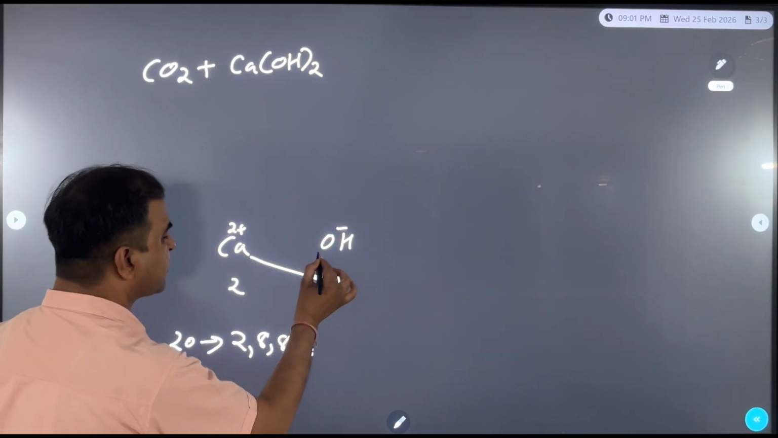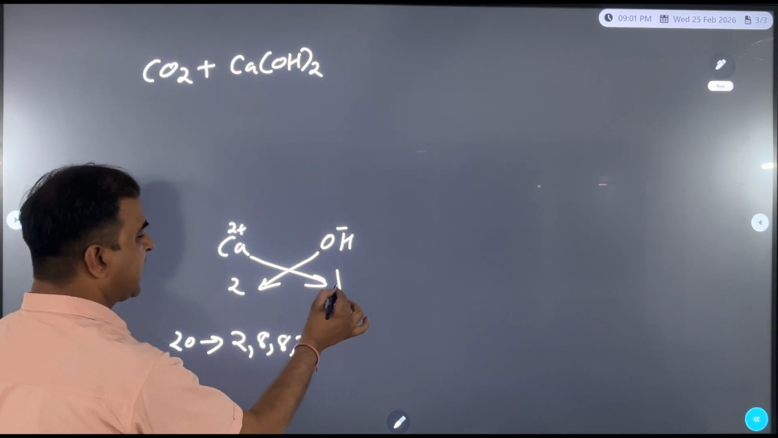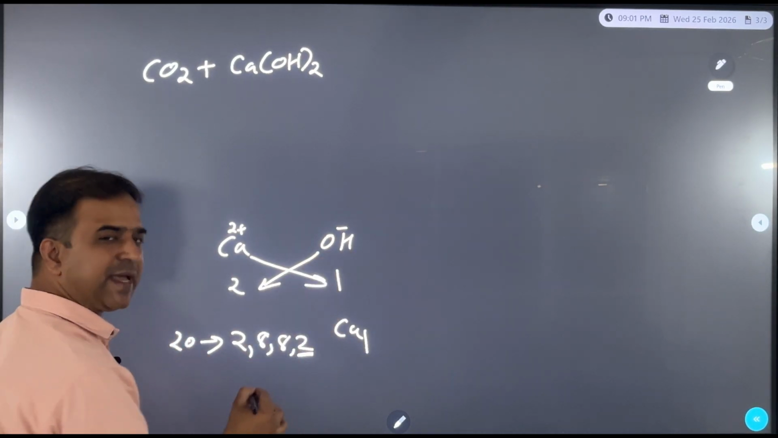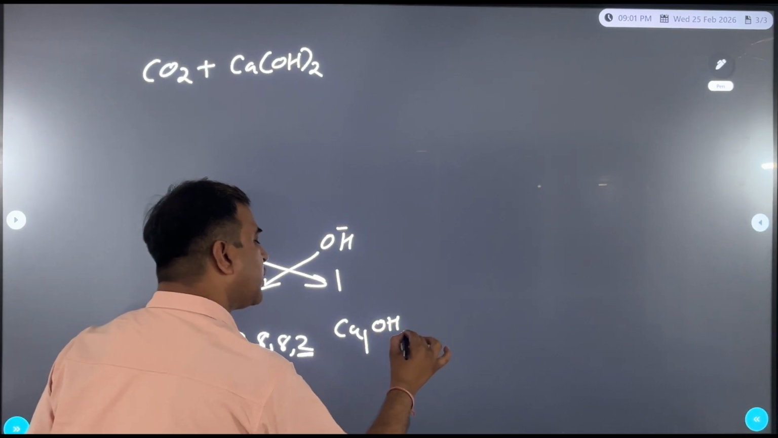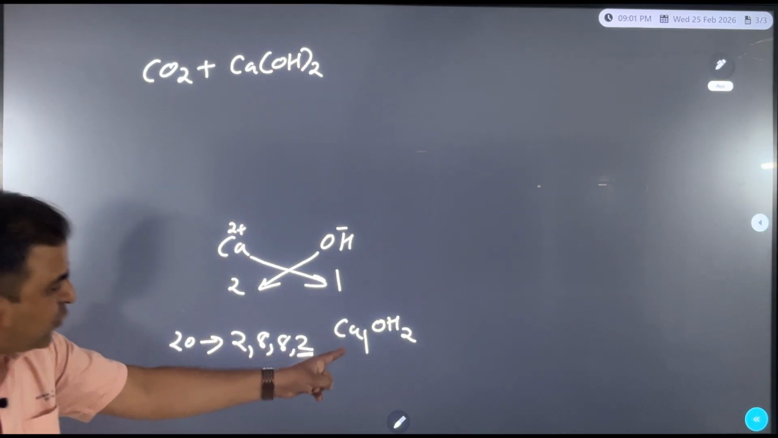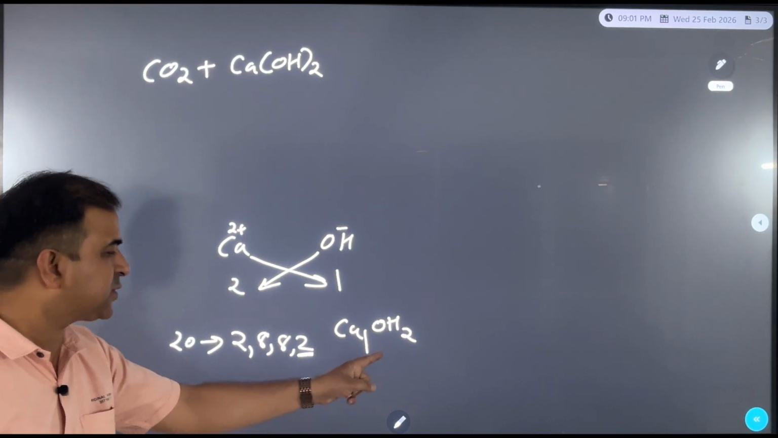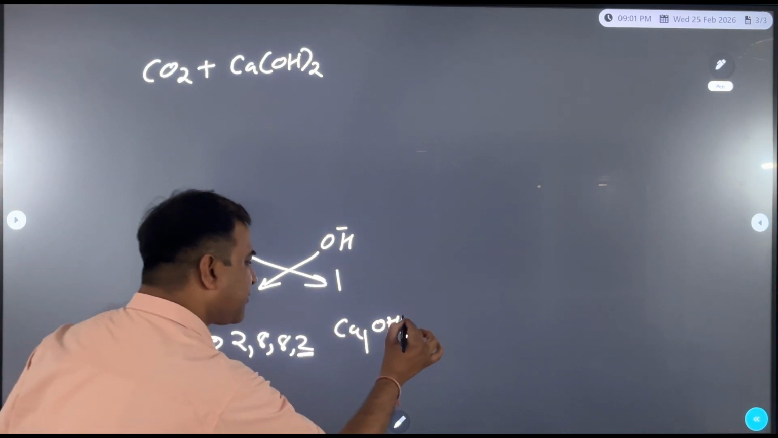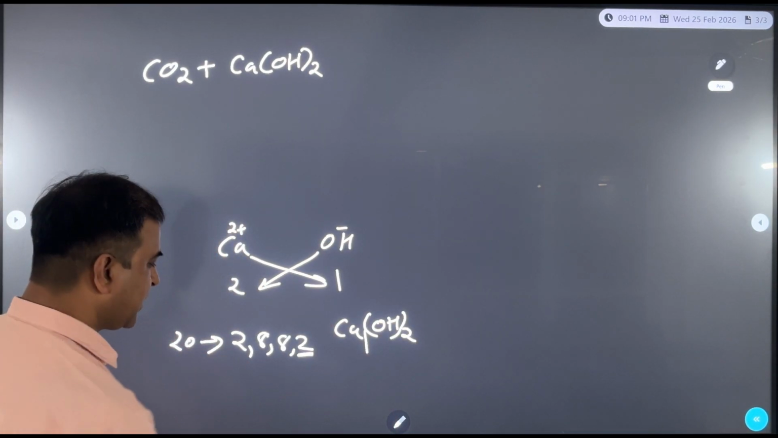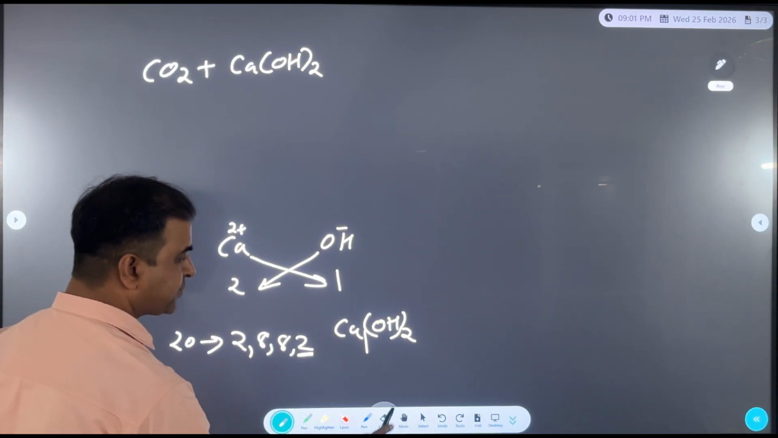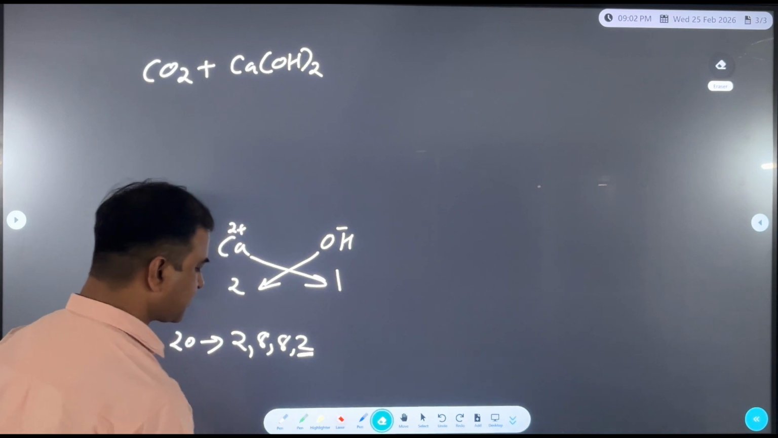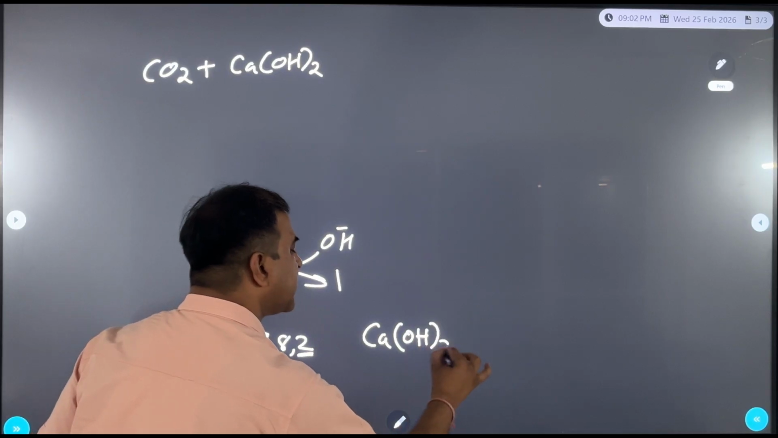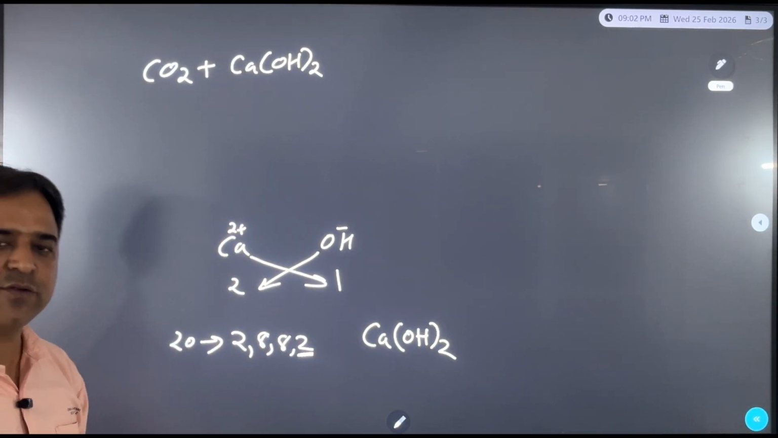Now you will do this crisscross and you see calcium is getting 1, so Ca1, and this OH is getting 2. So we are writing OH2. But if you write OH2 this way, it shows that only hydrogen is 2 times, but it is the entire OH. That is why you will keep a bracket. So a better way I can write it is Ca(OH)2. This is going to form calcium hydroxide. This is how this chemical formula has been formed.